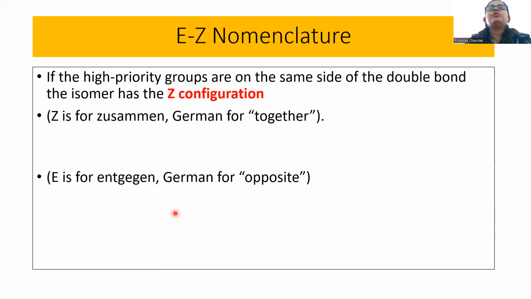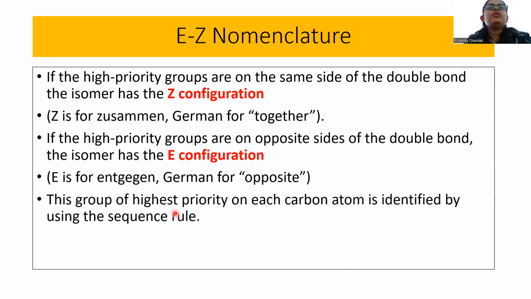If the high priority groups are on the same side, it is known as the Z configuration. If the high priority groups are on the opposite side of the double bond, it is known as the E configuration. The group of highest priority on each carbon atom is identified by using the sequence rule. So you have heard about the CIP rules, right? With the help of CIP rules, you can differentiate Z and E configuration.